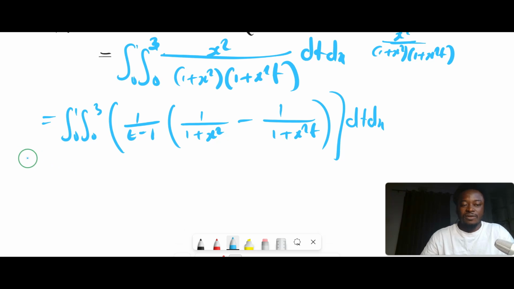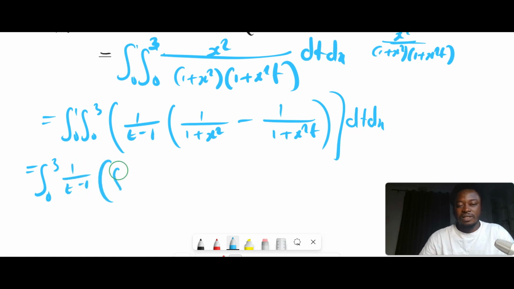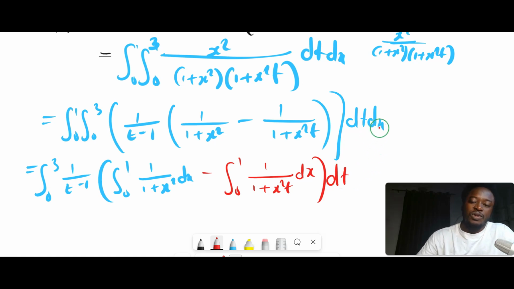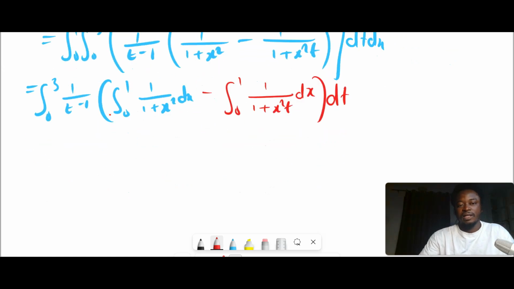So if we continue in this fashion, you're going to have the integral from 0 to 3 of 1 over t minus 1 times the integral from 0 to 1 of 1 over 1 plus x squared dx, which we subtract from the integral from 0 to 1 of 1 over 1 plus x squared t dx, then dt. Notice that I switched the order of integration, whereby instead of dt I did dx, and for that reason I have to carry the 0 to 3 back and the 0 to 1 at the front here. But let's continue.